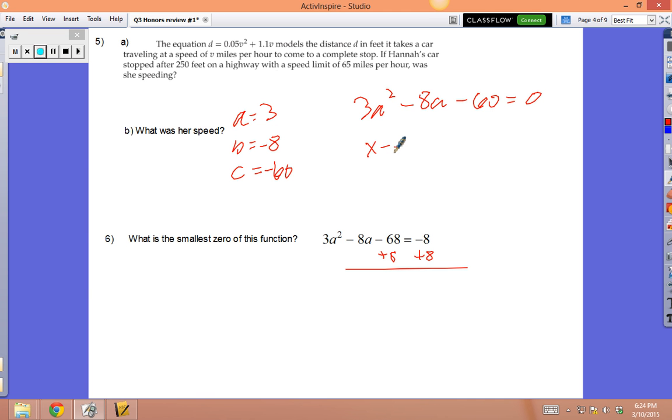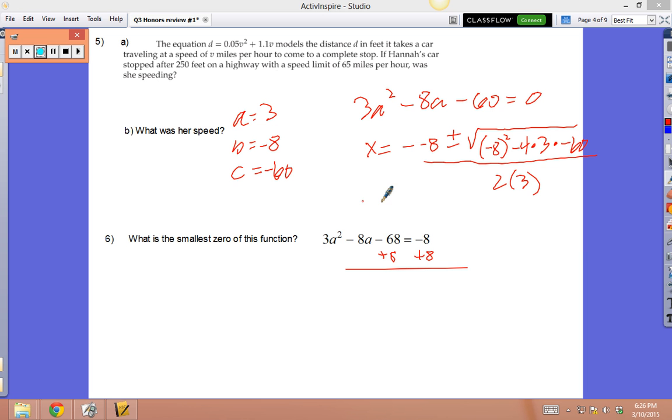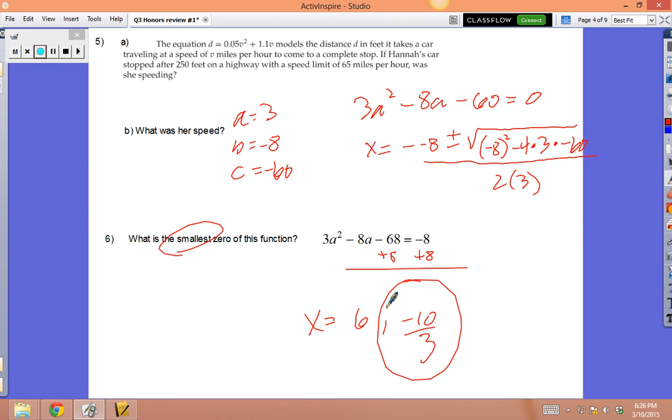So x equals a negative b, so it's going to be negative 8 plus or minus the square root of b. Put this in parentheses. Negative 8 squared is a positive 64 minus 4 times a times negative 60 all over 2 times a. Alright, so let me pause and plug that in and see what it gives. Okay, so I calculated it and I got, for one of my zeros was 6 and the other zero was a negative 10/3, and they want the smallest zero, so the smallest zero is the negative 10/3.